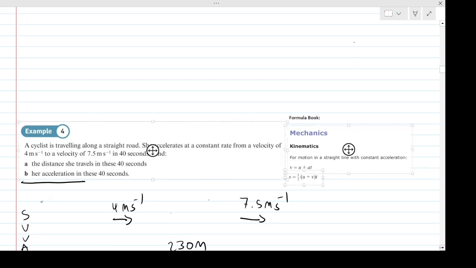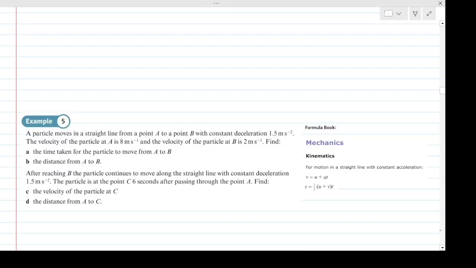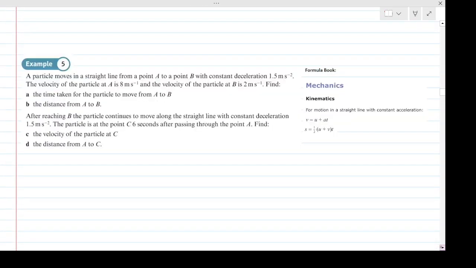We work with the information given, we do a very rough plot of what we're given, and then we use the formulas to work out any missing information that we need. Okay, right, let's have a look at this question.